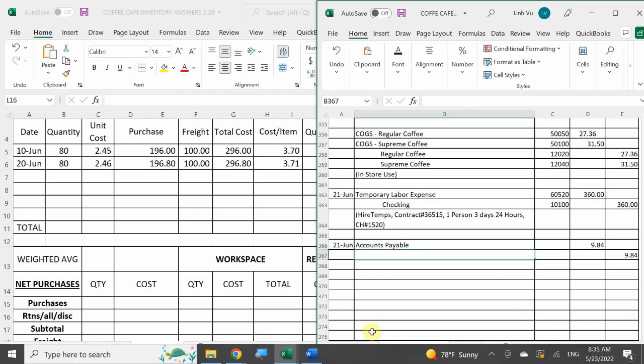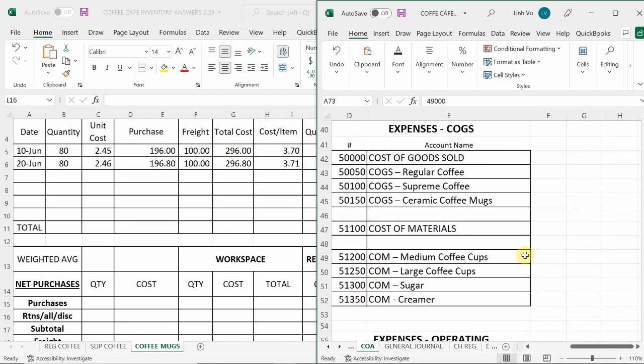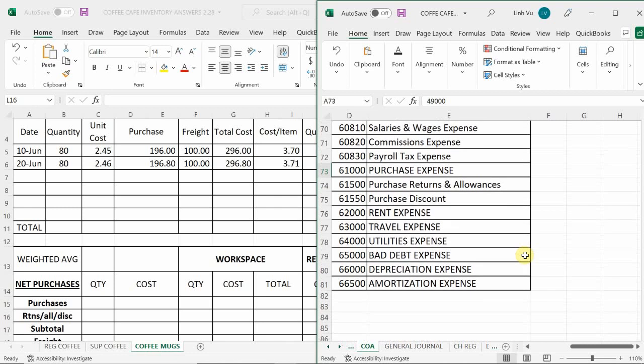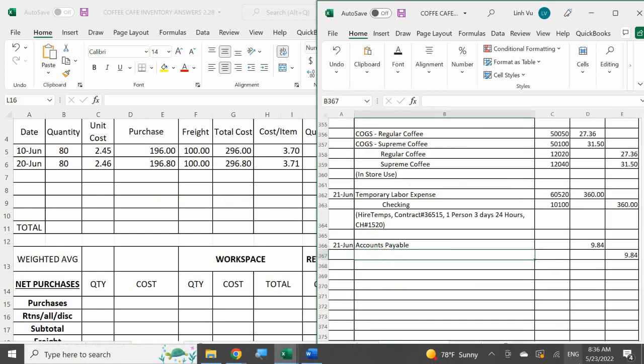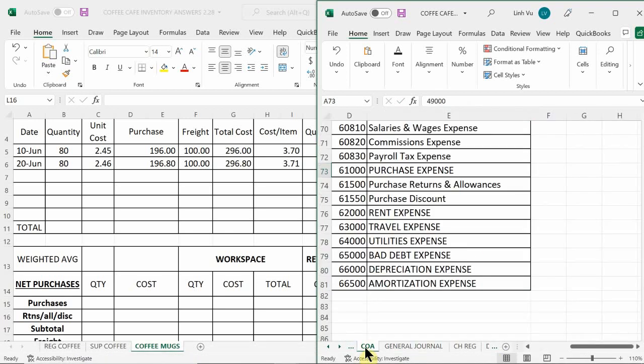What kind of returns? Let's take a look at my chart of accounts. I have a sales returns and allowances and a purchase returns and allowances. Purchase returns and allowances, right? Yes, because we purchased. So in this case, purchase returns and allowances is account number 61500.